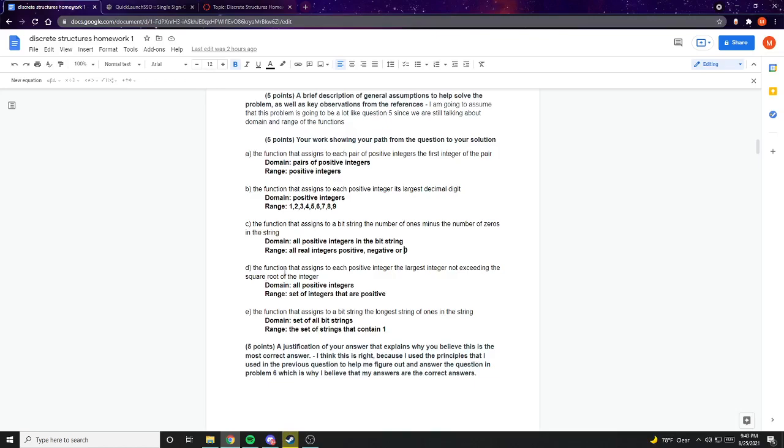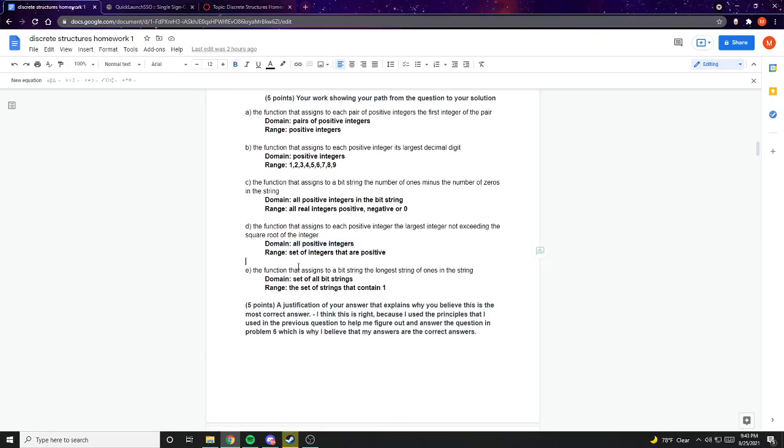So question D, I put the domain is all positive integers. The range is the set of integers that are positive. E, the function that assigns the bit string of the longest strings of ones in the string. So the domain is the set of all bit strings. The range is the set of strings that contain 1.